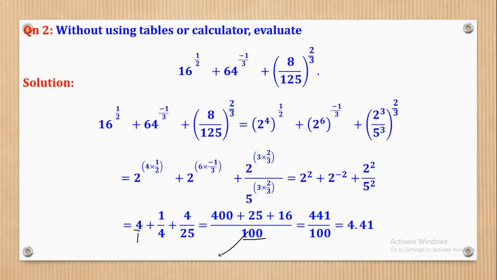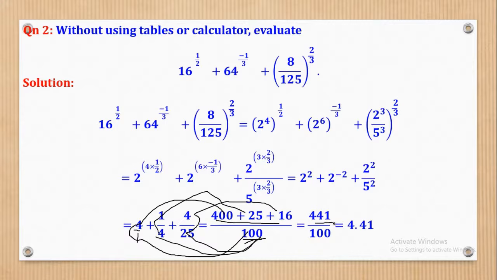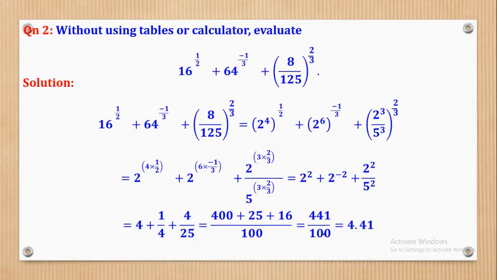Now 100 divided by 1 is 100, 100 times 4 is 400. Then 100 divided by 4 is 25, 25 times 1 is 25. Then 100 divided by 25 is 4, 4 times 4 is 16. Then when I add these, I come up with 441, and divide by 100 becomes 4.41. So when they say that you don't use a calculator, this part of LCM must be seen.